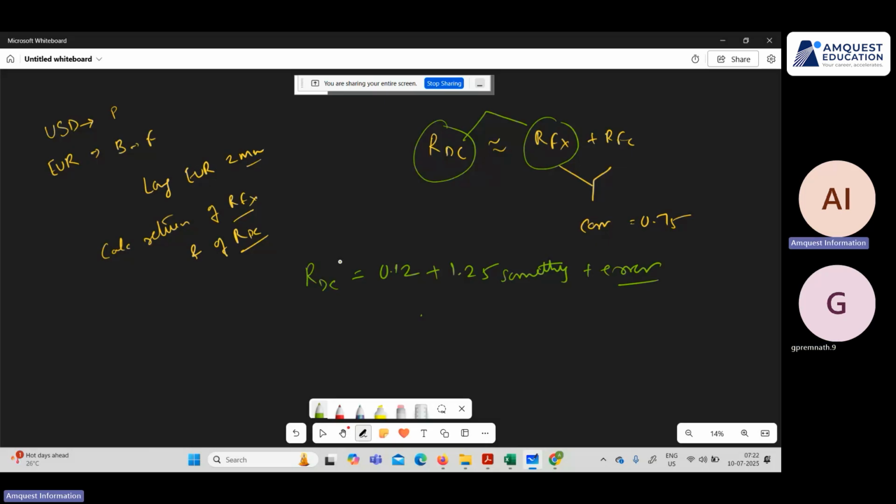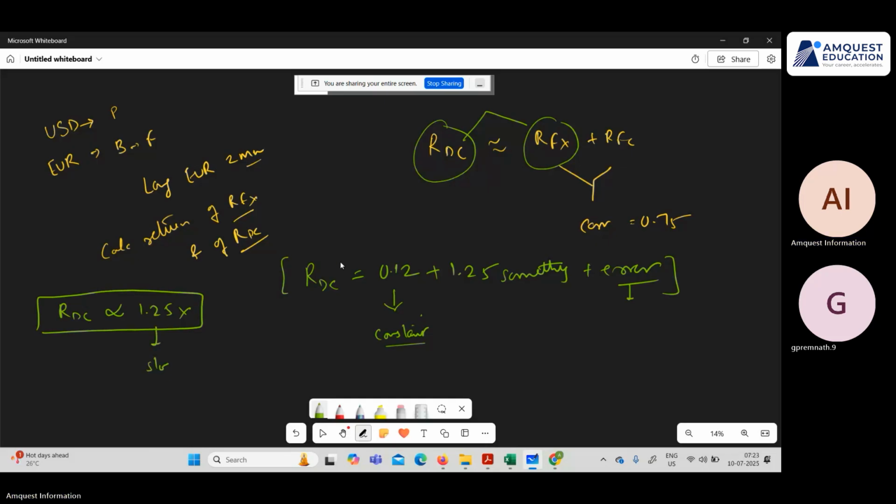Now the point they're trying to make here is, this looks very complicated, but the idea is that this is an intercept term which is constant, and then there is the error. So can I say that my RDC is directly proportional to 1.25x? Is it right to say? Yes, that is the slope.